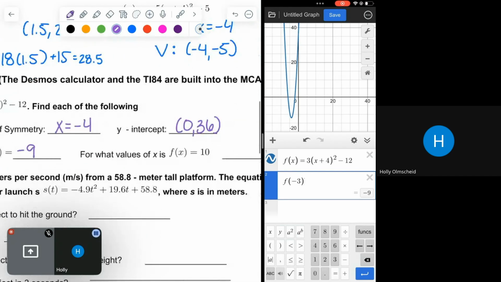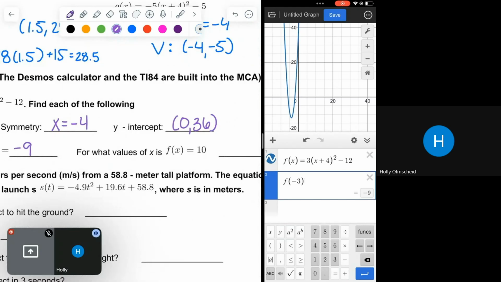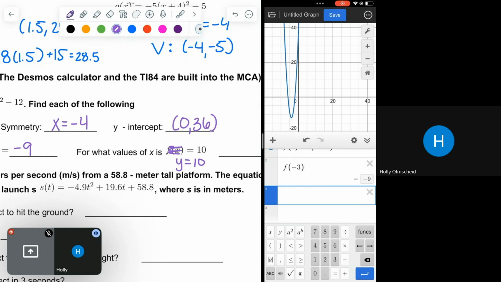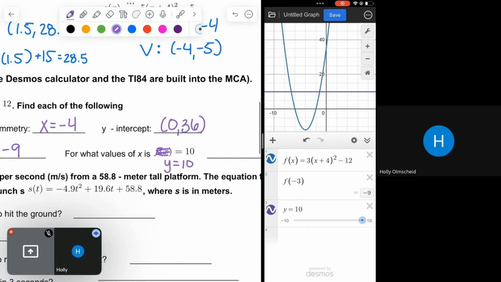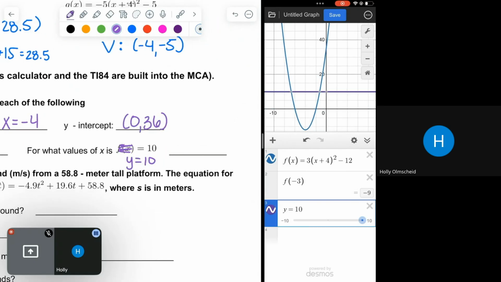And then this one is saying for what values of x is f of x equal to 10. So remember, f of x just really means y equals 10. And what's cool here is if I graph y equals 10, I want to figure out where I hit my graph. So I hit it twice. So I hit it once at about x equals negative 1.3. And then I hit it again at x equals negative 6.7.